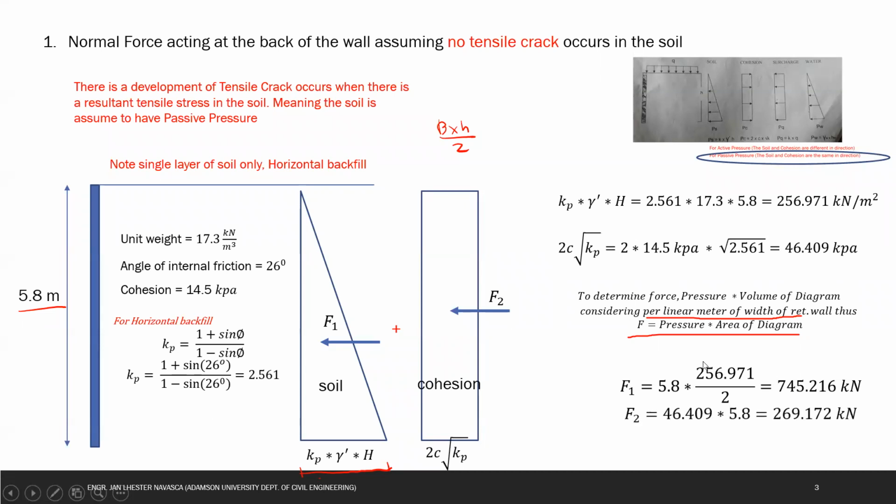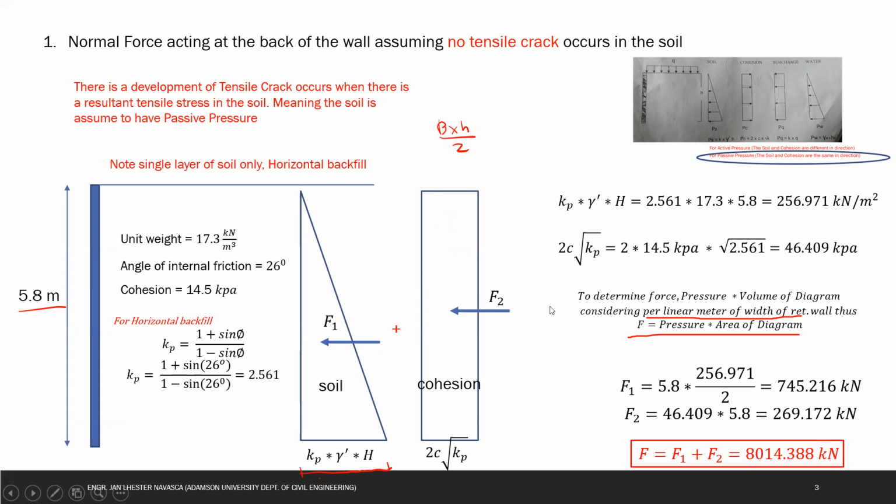Then for the force F sub 2 due to cohesion, that is base times height. Your base is 2c square root of k sub p. Then your height is 5.8 meters. You get your F sub 2 to be 269.172. Therefore, the total normal force acting at the back of the wall is the sum of F sub 1 and F sub 2. Therefore, you will design your retaining wall based on the lateral force 8,014.388 kilonewton. Okay, so this will be our answer, assuming there is no tensile crack or assuming the soil is to have a passive pressure.